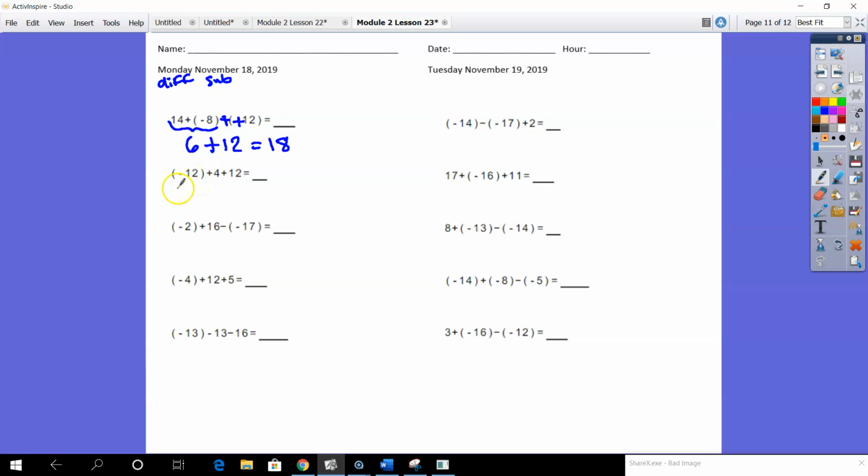Okay. The next one, we could change the order of this one. We could put the negative 12, positive 12. We can change it because both of the signs in between were plus, and then plus 4. So a negative 12 and a positive 12 equals 0 because they're additive inverses, and 0 plus 4 is 4.